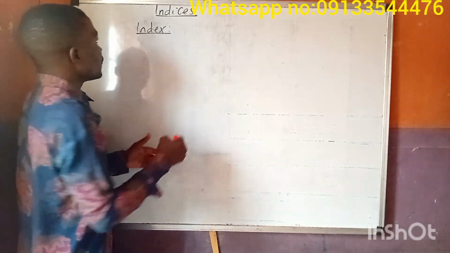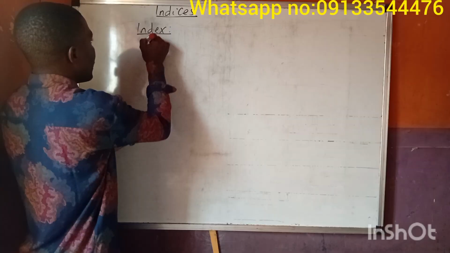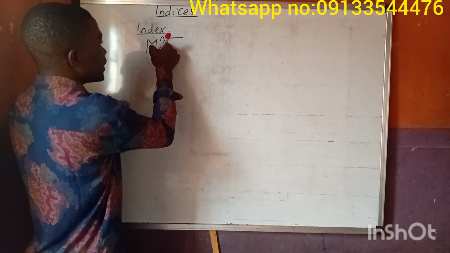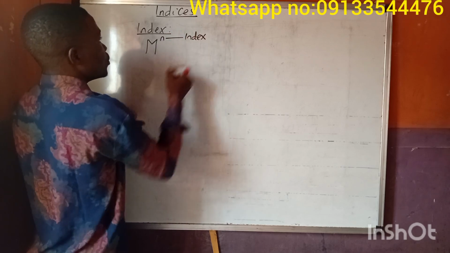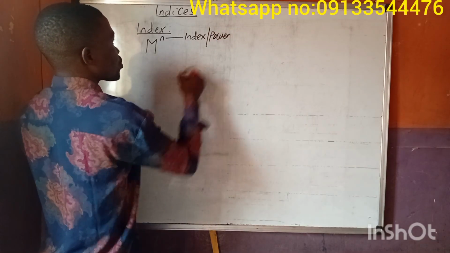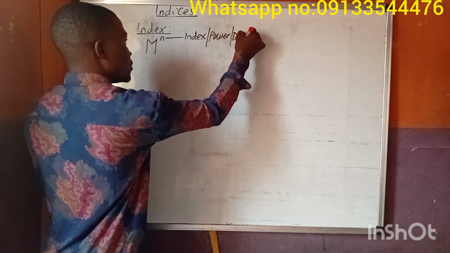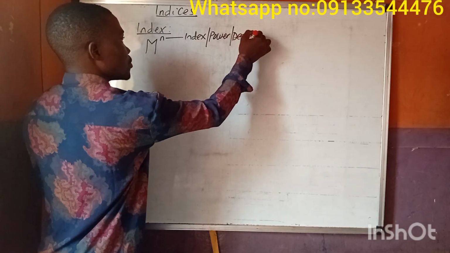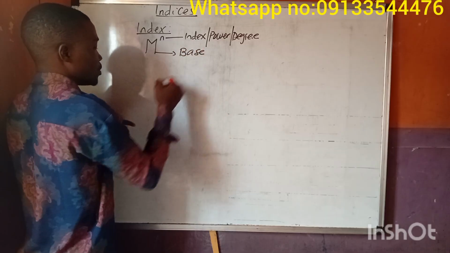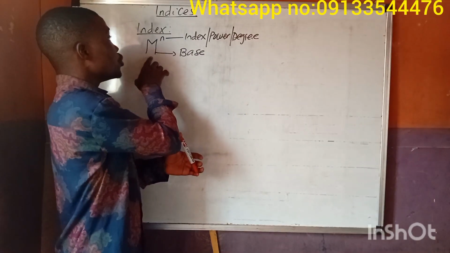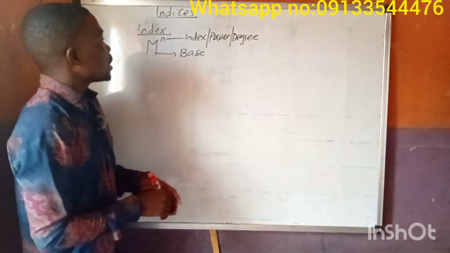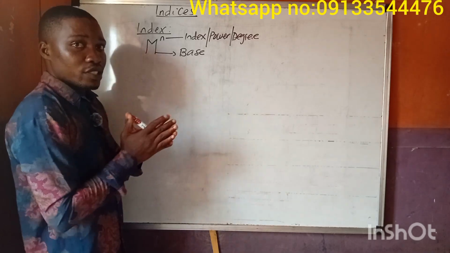For example, if I have m raised to power n, the n here is the index. You can also call it the power. You can also call it the degree. Then the m here is the base, because it's the number in which the power is being raised. Now, this is the concept of indices.